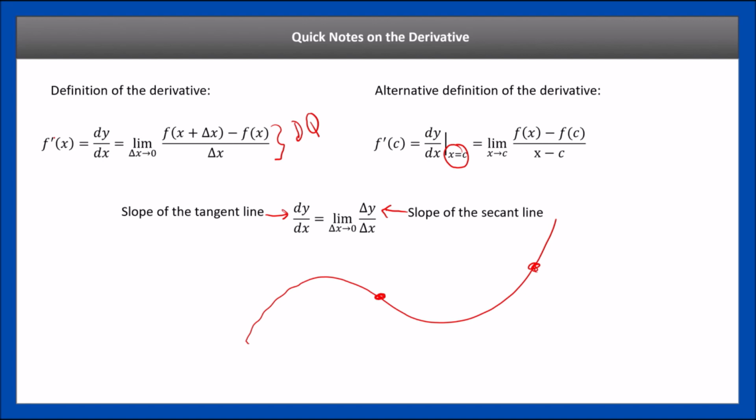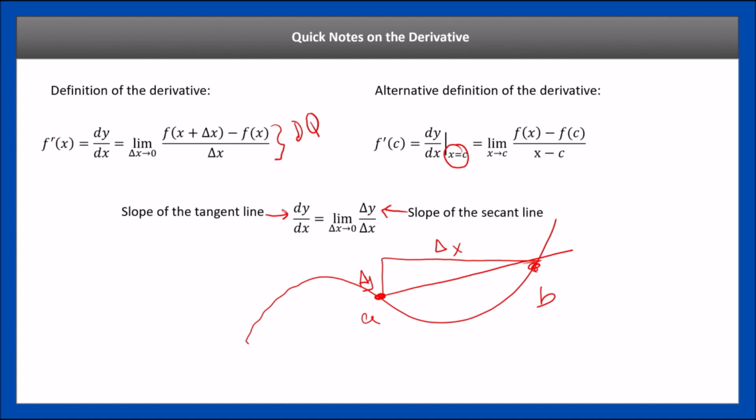So I need to find 2 points. Let's say A and B, and then I need to figure out what the slope is, rise over run, from one to the other. So this is the change in y over change in x, okay? And that gives me my average rate of change, or the slope of the secant line.